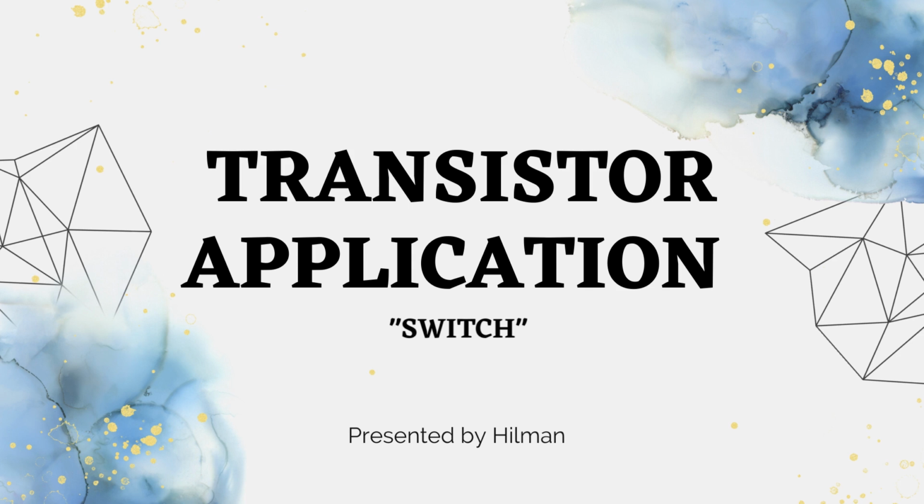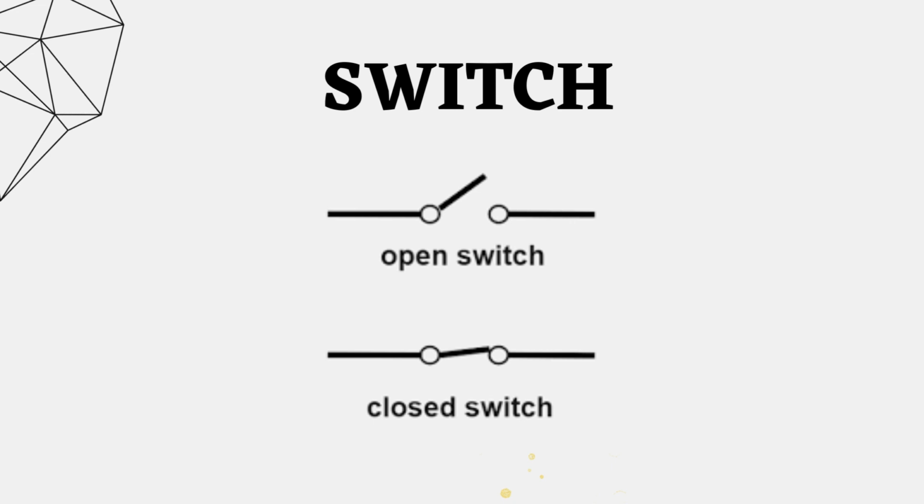Today I'm going to present for LA242 about transistor application. The application that I choose is switch. What is a switch? A switch is used for connecting or disconnecting the circuit with other electrical devices such as LED. The devices will be turned on or turned off based on the condition of the switch. The two conditions of the switch are open switch and closed switch.